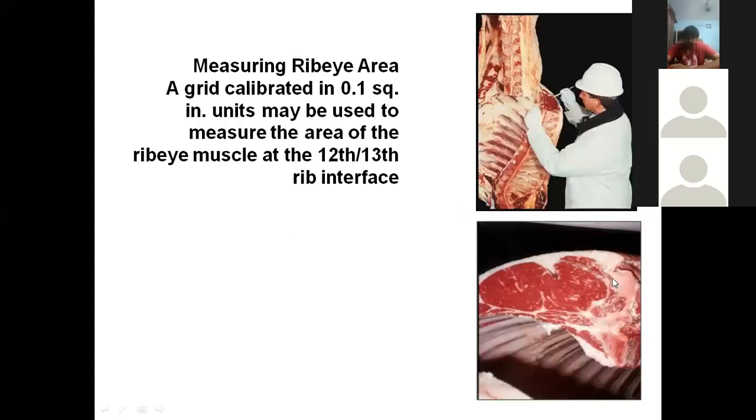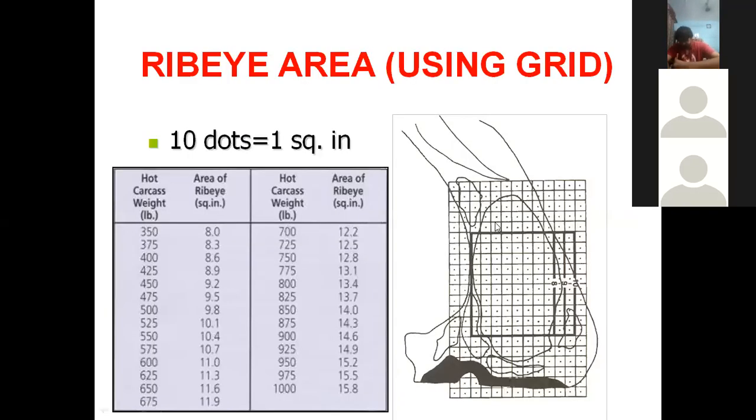So for measuring this rib eye area, we can use a particular grid. See, this is the grid. We can use our own grid, we can develop our own grid. I just take some paper, a transparent paper, and draw like this. Put it on the rib eye area, draw the outer border, and count the number of points you are getting. Each 10 dots is equal to 1 square inch.